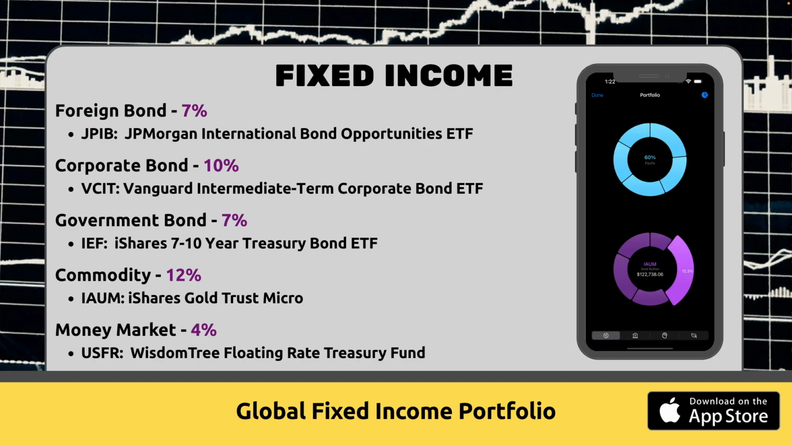For the fixed income part of our portfolio, we're going to use JPIB at 7% for our foreign bonds. We're going to use 10% VCIT for our intermediate corporate bonds. We're going to use 7% IEF for some intermediate term treasury bonds. We're going to use 12% in IAUM for our gold bullion. And we're going to use 4% in USFR for our money market.